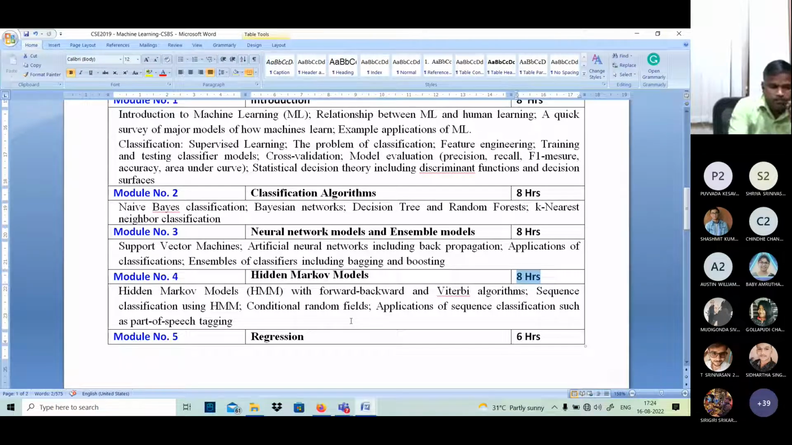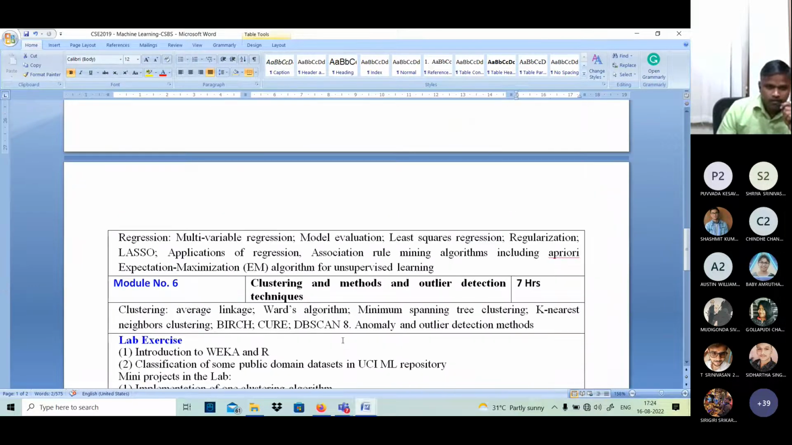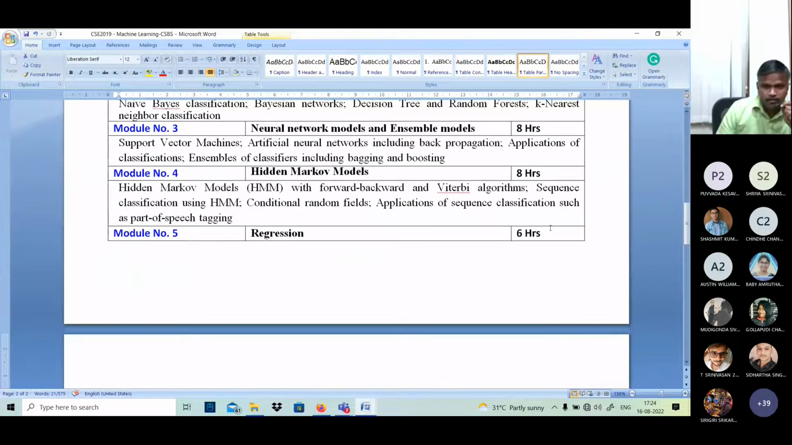Then the fifth module is regression algorithms. Here, for regression algorithms, we have two types, single variable regression and multivariable regression, linear regression and logistic regression, and some optimization methods, the Lasso method and the Ridge method. So this will be covered in 6 hours.